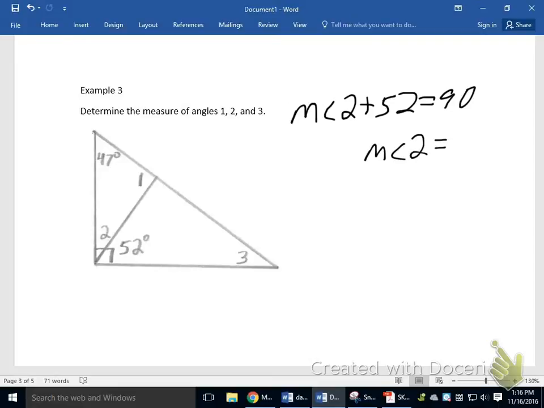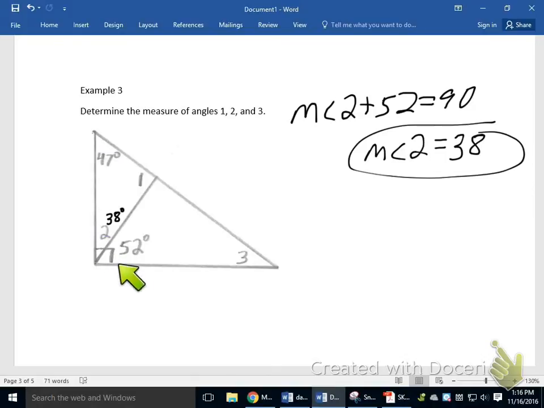You didn't even bother writing it out. That's fine. And this is equal to 38 degrees for angle 2. And I'll make a little note on my diagram of what I found for it, but that's one of my 3 answers. For angle 3, I would actually look at the entire triangle, the big triangle, that I have 47 plus 90 degrees plus angle 3 adding to 180.